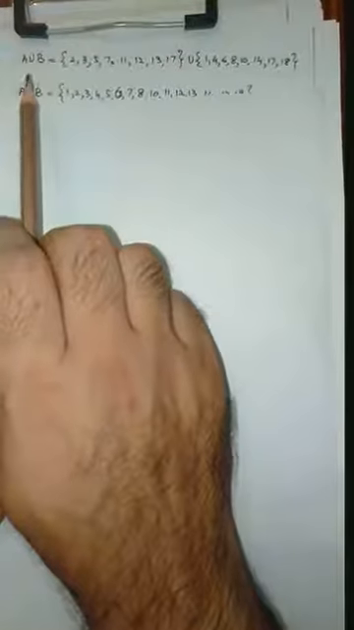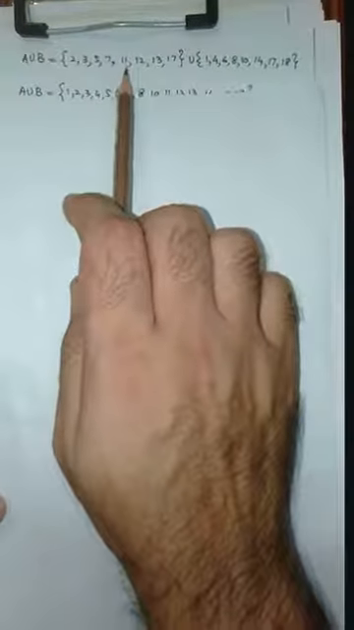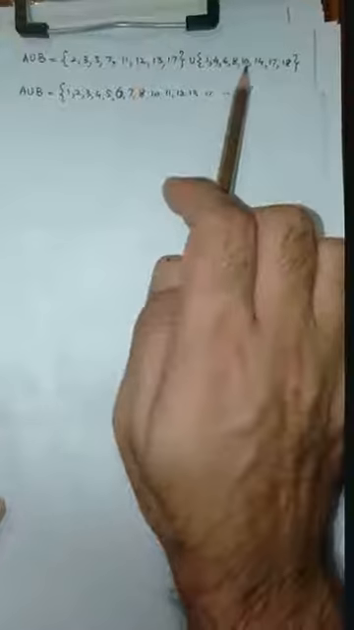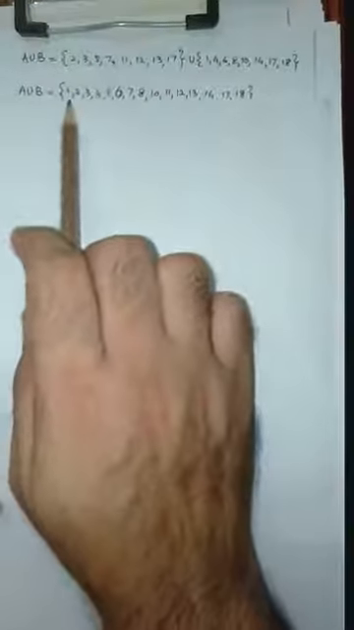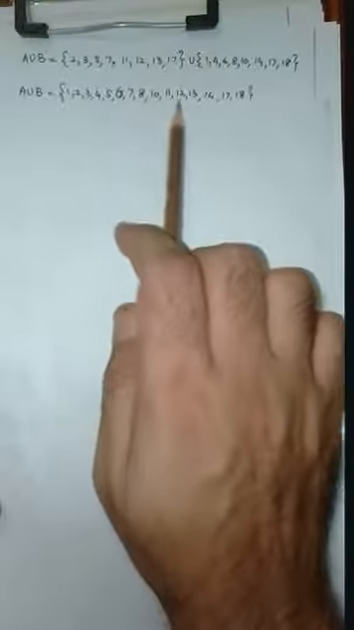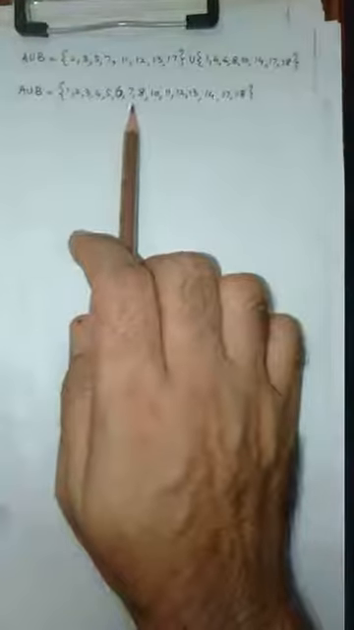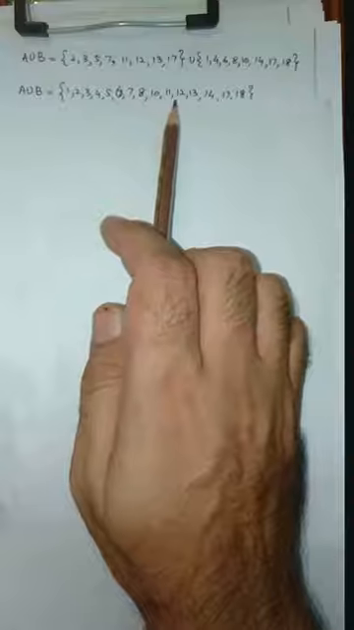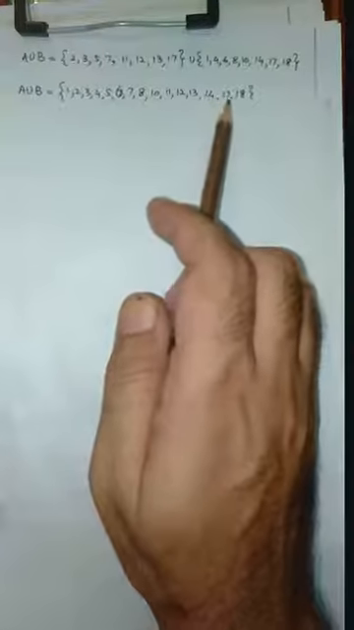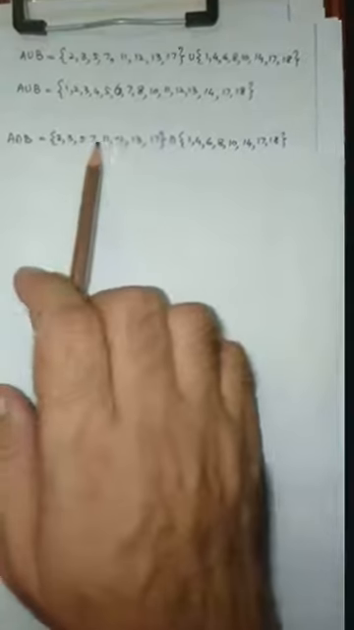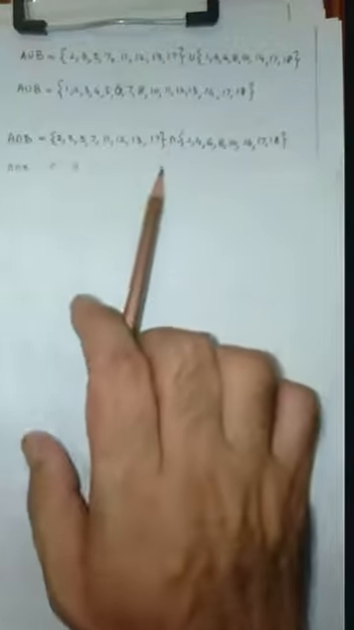Now to find the union between set A and set B, first of all we will write set A, then union, then set B. To combine these two sets, A union B is equal to 1, 2, 3, 4, 5, 6, 7, 8, 10, 11, 12, 13, 14, 17, 18. And then A intersection B. So taking the common elements between these two sets, which is equal to 17.